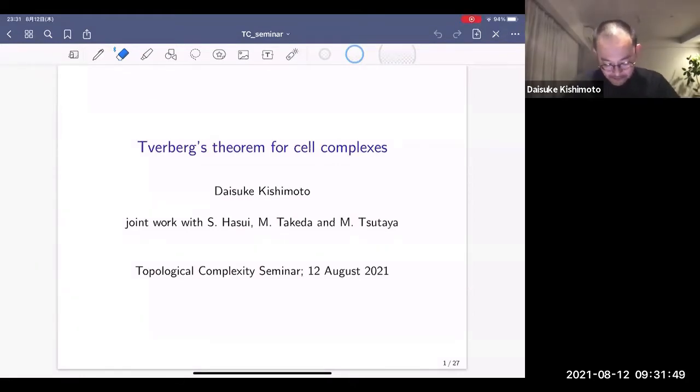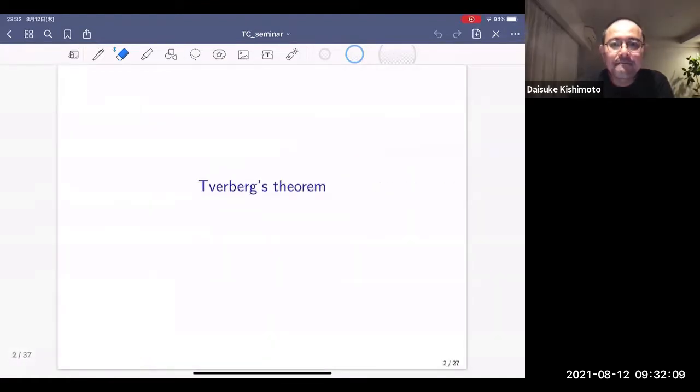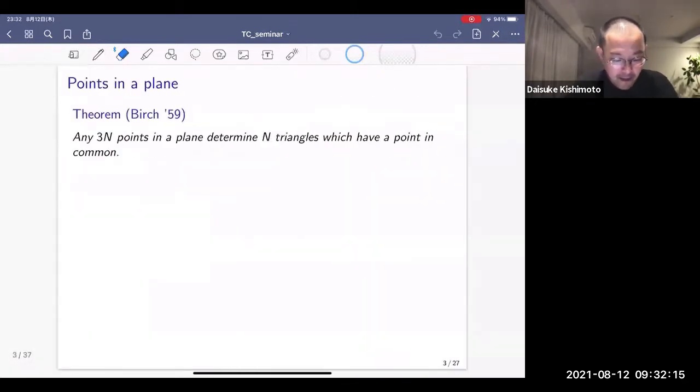Okay, so the title of my talk is Tverberg's theorem for cell complexes, and this is joint work with Sho Hasui, Masahiro Takeda, and Mitsunobu Tsutai. Okay, so let's start with recalling Tverberg's theorem. And we start with a very naive problem, points in a plane. Suppose you have 3n points in a plane. Then these 3n points determine n triangles which have a point in common.